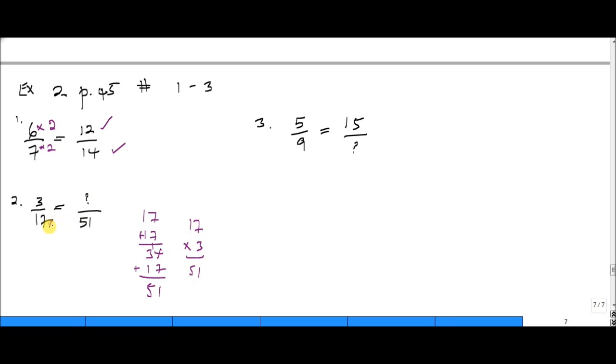So they multiplied here by 3, so therefore we would need to multiply the numerator by 3. So 3 times 7 would give us 21. So we'll end up with 21 over 51.